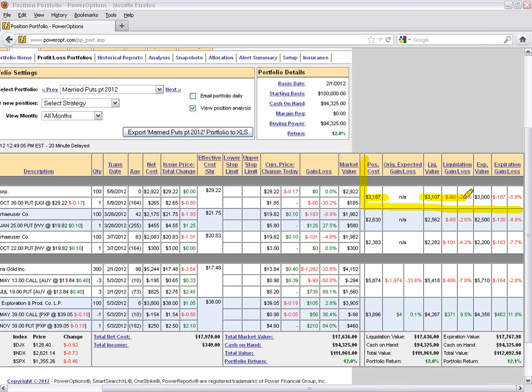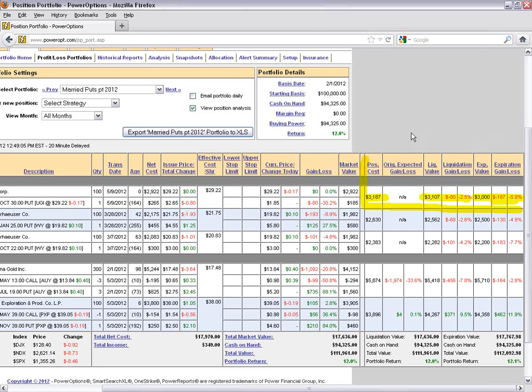But right now we have a loss of $80 or 2.5%. Now the future expiration value is not based on a probability calculation, for example, of where the stock might be trading at November expiration. It's just saying if the stock stays at the same price it is now, $29.22, our expiration value would be $3,000. We'd exercise our 30-strike put and be out at $3,000, so that would be our full loss of 5.9%.